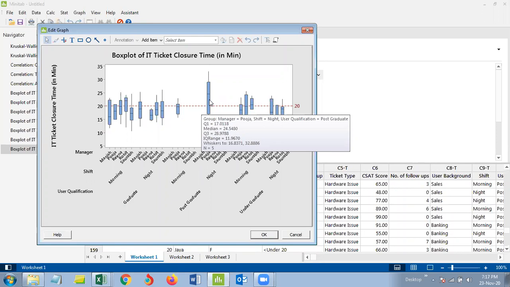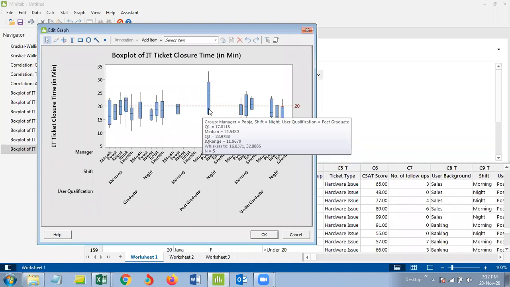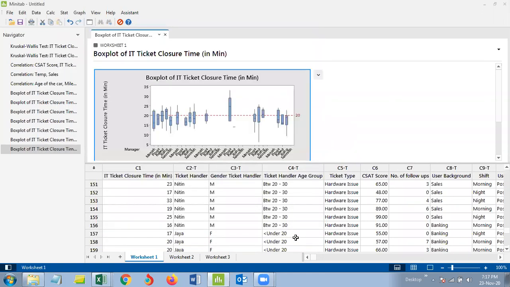So probably a job reallocation needs to be done, because if I look at this one, there's one candidate only, a night shift postgraduate, handled by Reena, and is doing a phenomenal job. Probably why not move every person in the night shift postgraduate to Reena, because she's able to manage that single postgraduate in the night shift. Great. Other postgraduates who are reporting to Pooja are doing absolutely bad. So you can definitely try out this deep dive into data. It's just about getting used to the box plot.